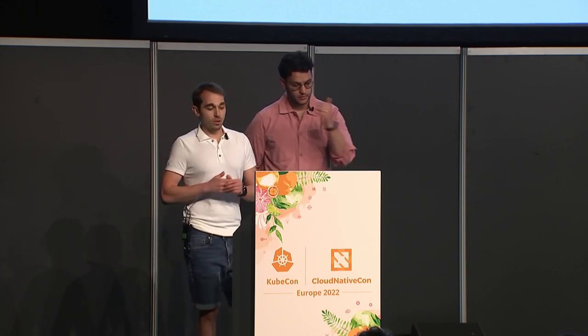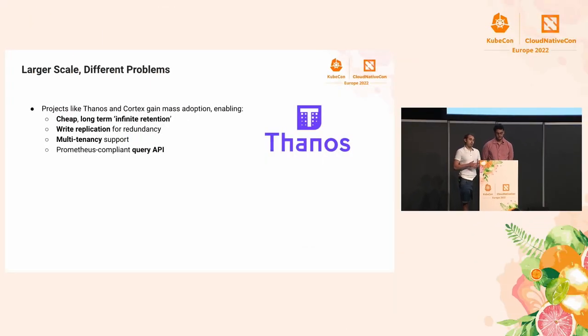And if we look at Thanos, we can essentially store data for as long as we want in S3 buckets. In addition to that, we get things like write replication, multi-tenancy, all of these cloud-native features that we take for granted today. And now that we have all of this long retention of data, massive data, we can also execute PromQL against that data set.